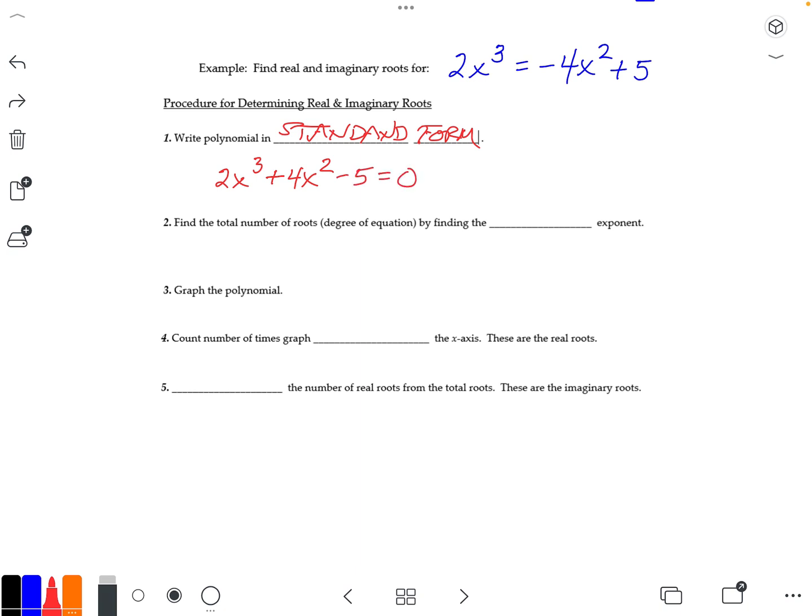So that's standard form. All right, now I'm going to find the total number of roots, which is the degree of the equation, by finding the highest exponent. Well, that's pretty easy here. It's the exponent of the term on the left-hand side. Remember, I go from highest exponent to lowest, and the degree or total number of roots in this case is 3. All right, next step, I'm going to graph the polynomial.